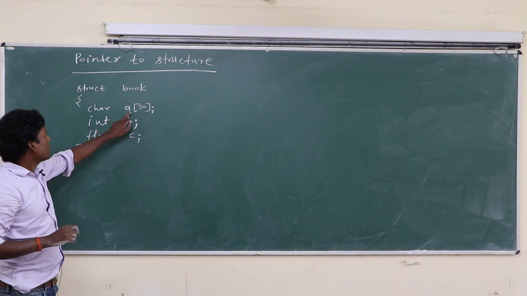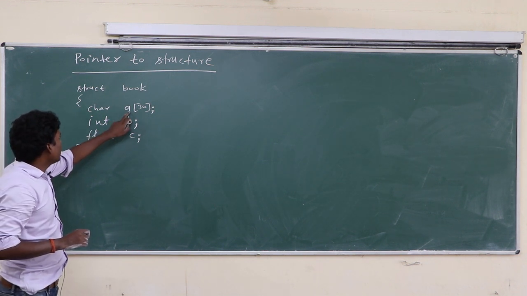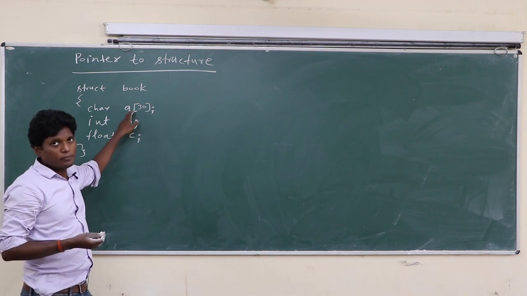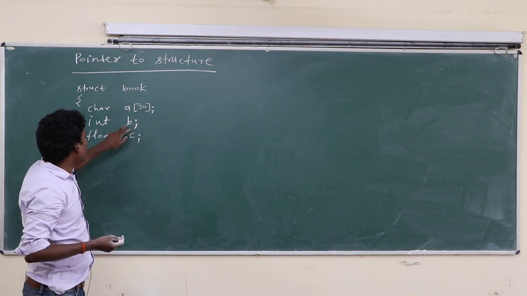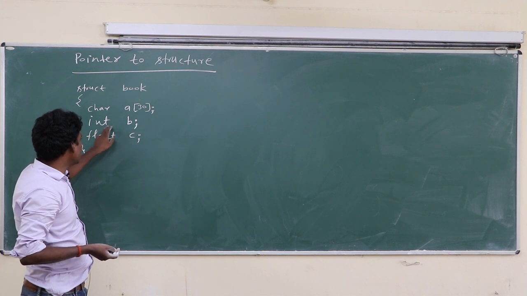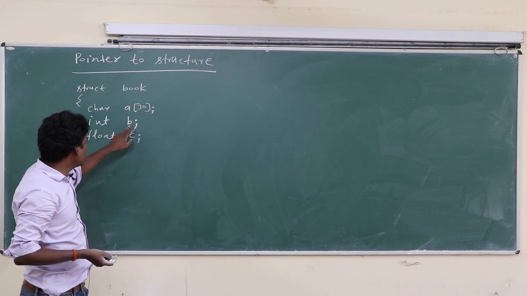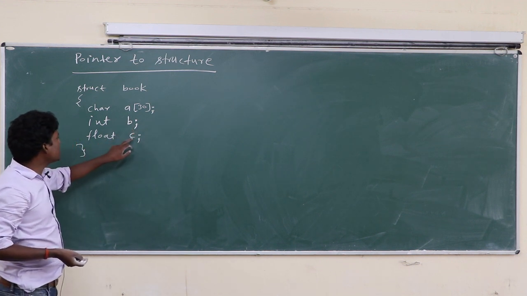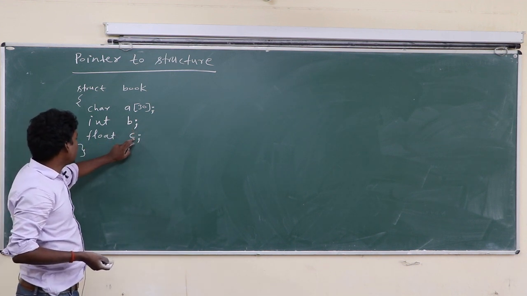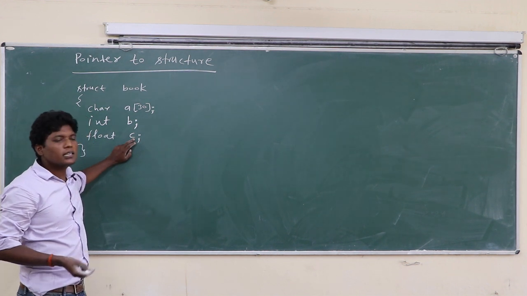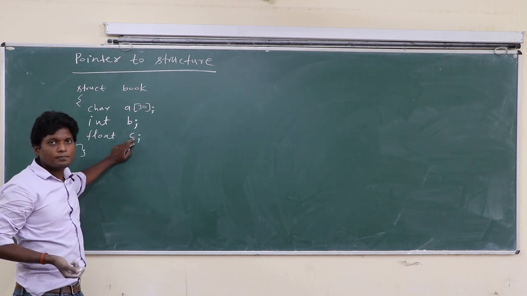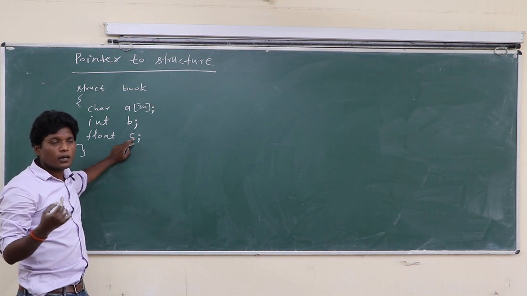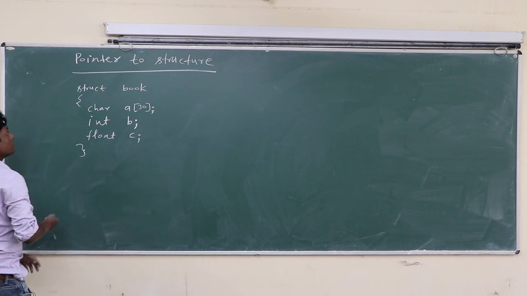Class, here a is a variable and a is a string. A is used for the book name. What is the name of the book? And b is a variable that is integer type, and this is used for the number of pages in that book. And float c, c is a variable that is float type, and this c is used for the price of that book.